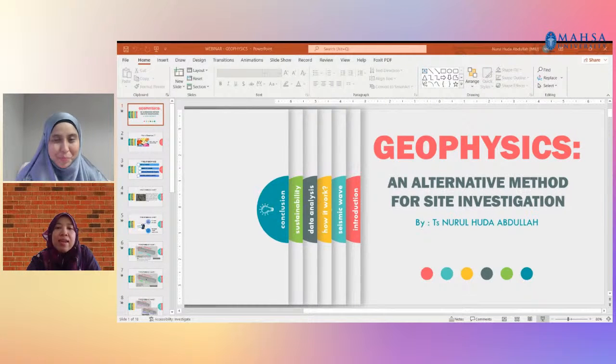And there are a lot of types of geophysics. Generally, the first one is the seismic method, the second is the resistivity method, the third is ground penetration radar, and the last one is the electromagnetic method. So this is just the overall types of geophysics. But for today, we go only to the seismic method. We focus on the seismic wave method.